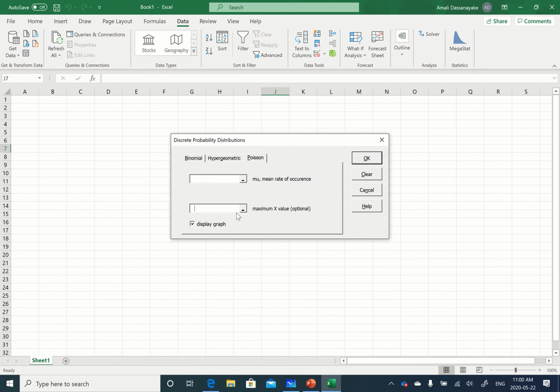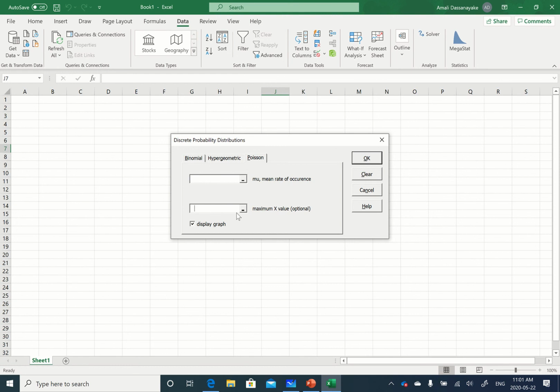It cannot be 12, right? It's only from 0 to 10. That's it. But for Poisson, there's no end. If you're counting how many customers are waiting in a line from 9 to 10, it can be 0, it can be 10, it can be 20, it can be 50. We don't really have an endpoint to the possible values of a Poisson variable.